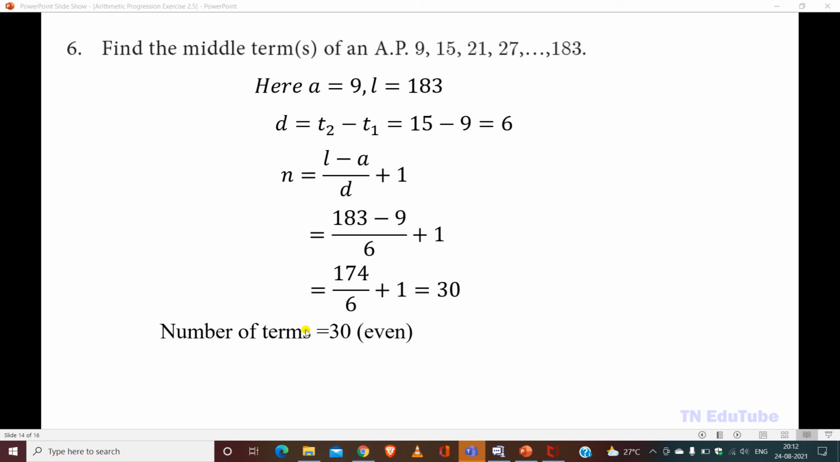So the number of terms is 30, which is even. So two middle terms will be coming. Middle term means 30 by 2, which is the 15th term, and you have to add one more: 30 by 2 plus 1, that is 16. The 15th term and the 16th term are the middle terms. So you have to find the 15th term and the 16th term.